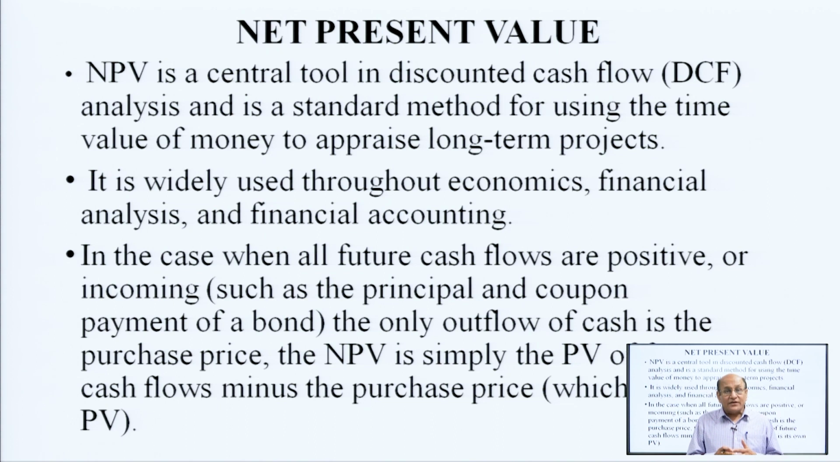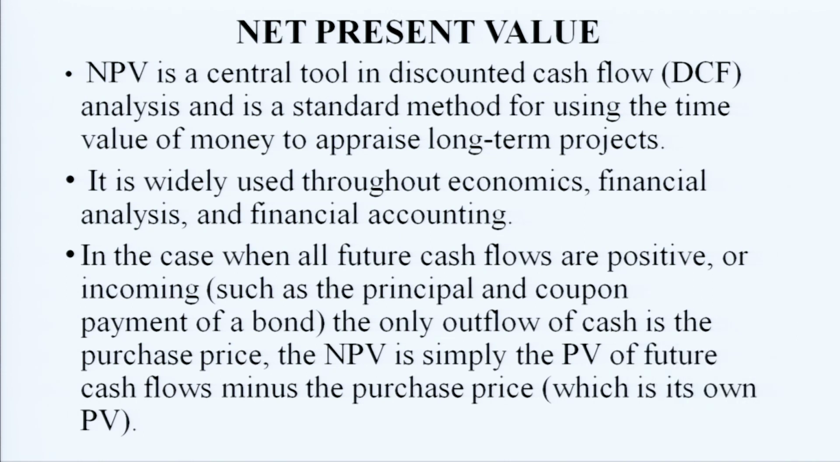In the case when all future cash flow are positive or incoming, such as principal and a coupon payment of a bond, the only outflow of cash is the purchase price. The NPV is simply the present value of the future cash flow minus the purchase price, which is its own present value.